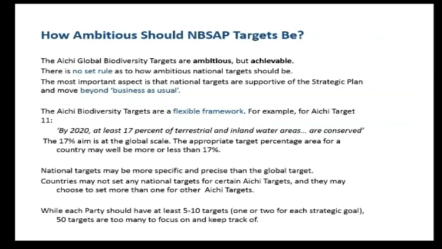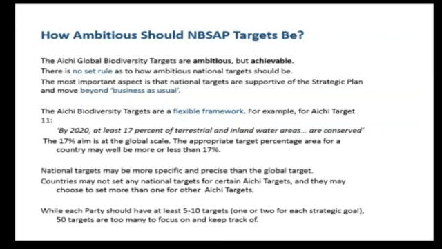So, for example, Aichi target 11 about protected areas includes, by 2020, at least 17% of terrestrial and inland water areas are conserved. Now, that 17% aim is at the global scale for all the planet of the terrestrial and inland water areas. But the appropriate target percentage area for a country may well be more or less than 17%. Some countries have already achieved more than that, and they want to set a higher target. For other countries, it's appropriate to set a lower percentage of their national area. So national targets may be more specific and precise than the global target.